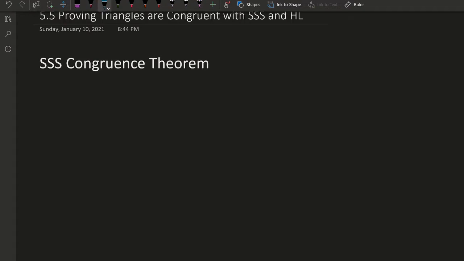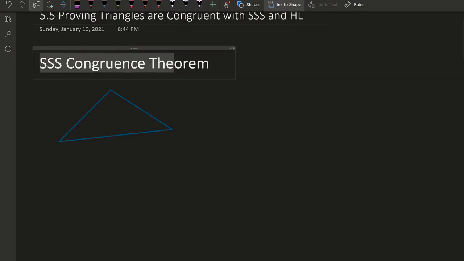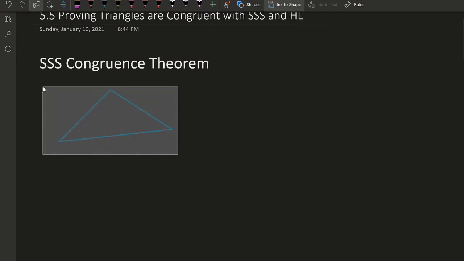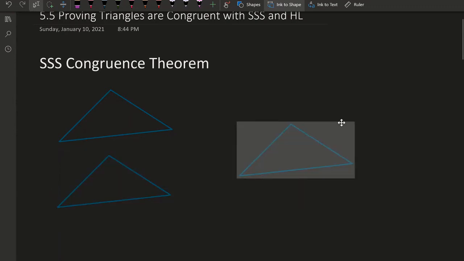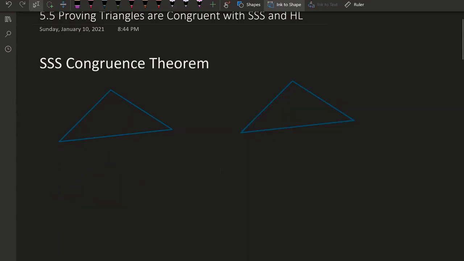So for example, let me draw a triangle here. And actually, let me draw a nicer triangle. And then I'm going to use my technology here just to copy and paste it so I have truly congruent triangles. There we go. And let me label them A, B, C, and D, E, F.